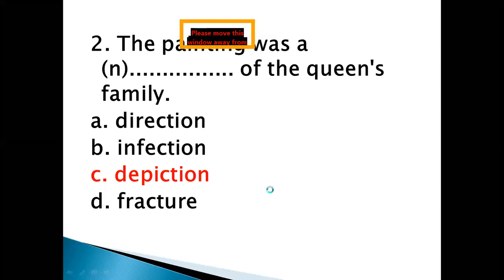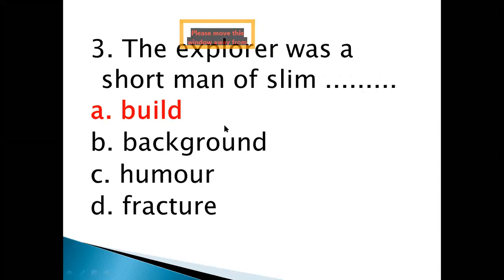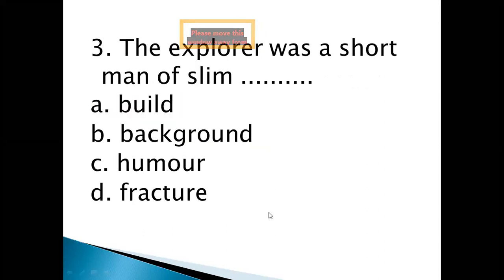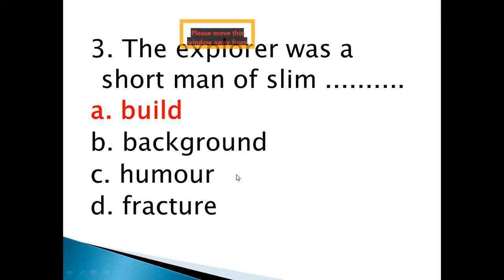Number three. Mister, can I answer? Yes, it's okay. You can answer now directly. Number three, A. The explorer was a short man of slim build. It's okay. Thank you. Number three, it will be build.